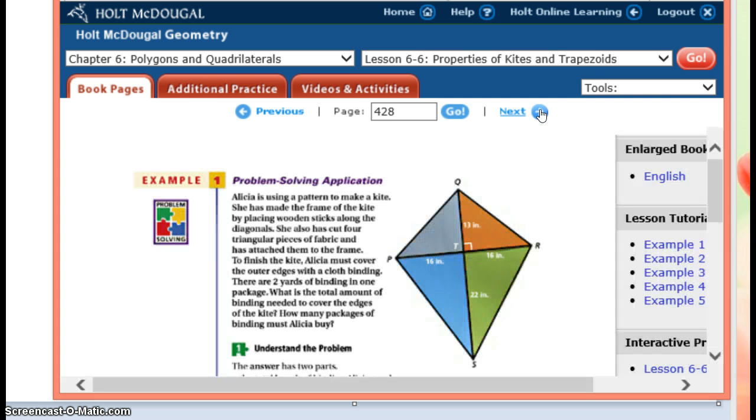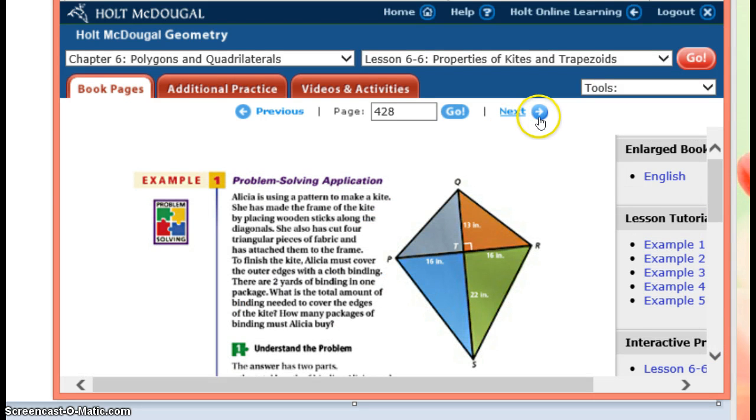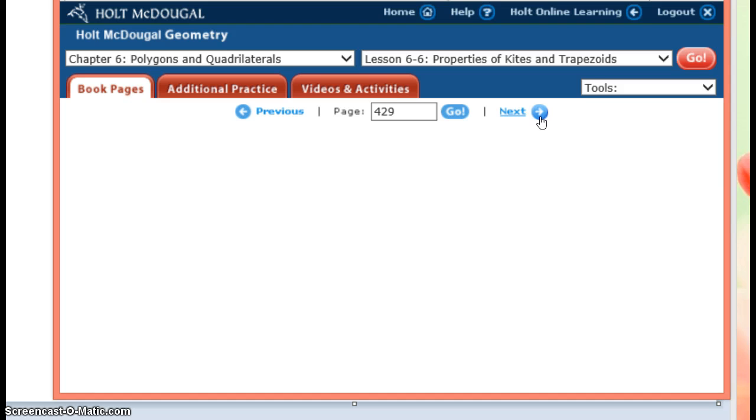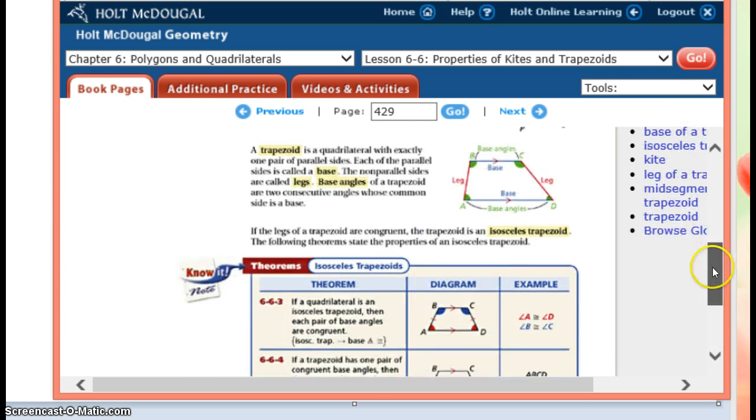Now that we have the kites out of the way, I hope you picked up on a couple of those theorems. I was going kind of fast. Sorry, there's a 15-minute timestamp, and I'm trying to keep this as concise and helpful as possible without running over and rambling. Okay. Here we go, moving right along into the trapezoids.